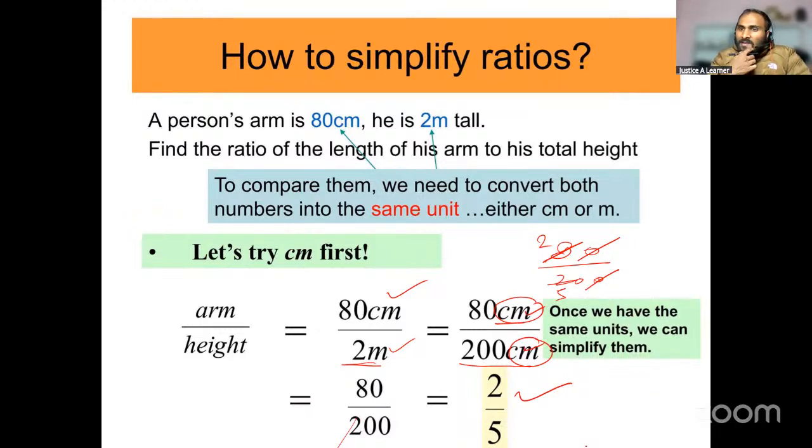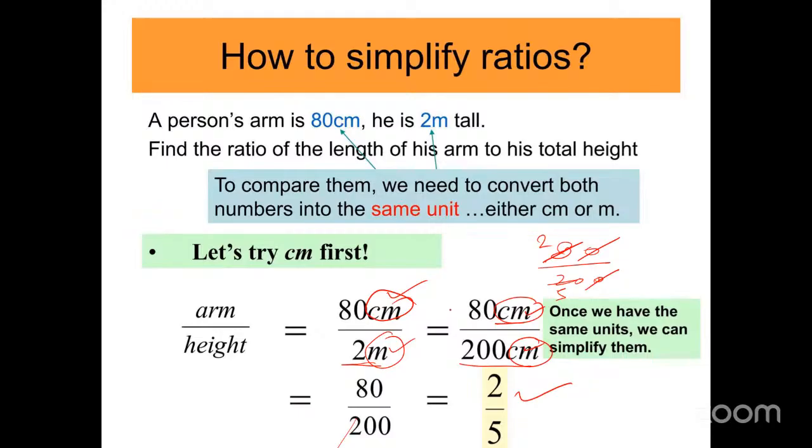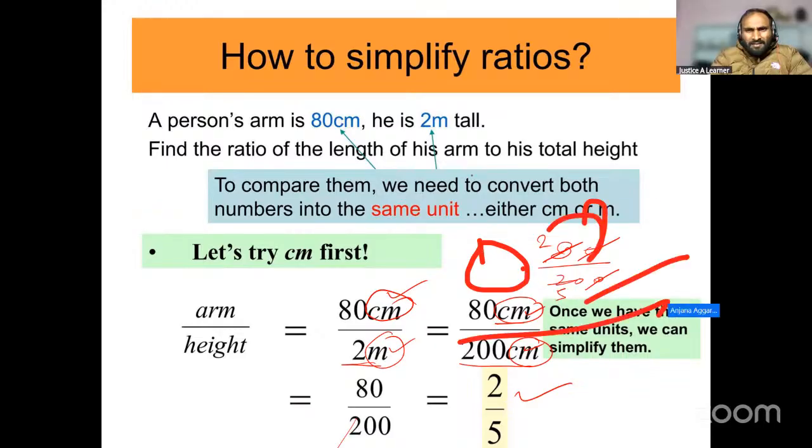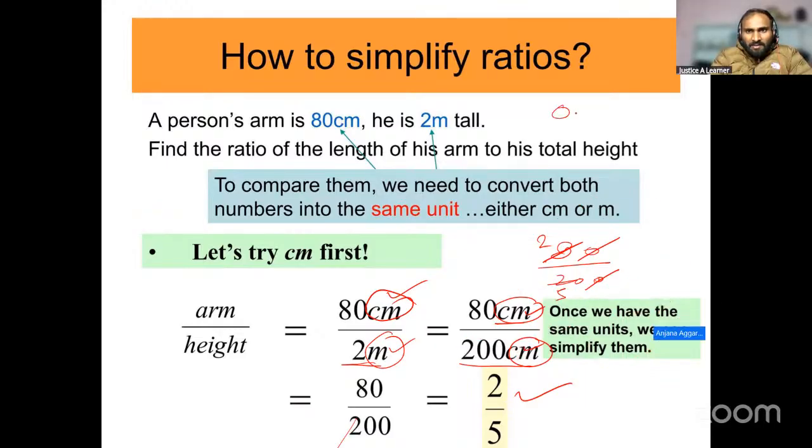So what it told us is that the unit must be same. For simplification, we should equalize the unit first, right? For meters, instead of 80, it would be 0.80 divided by 2. That would be complicated, but yes, it can be done. 0.8 upon 2 meter. That can also be done, but now it is being complicated.